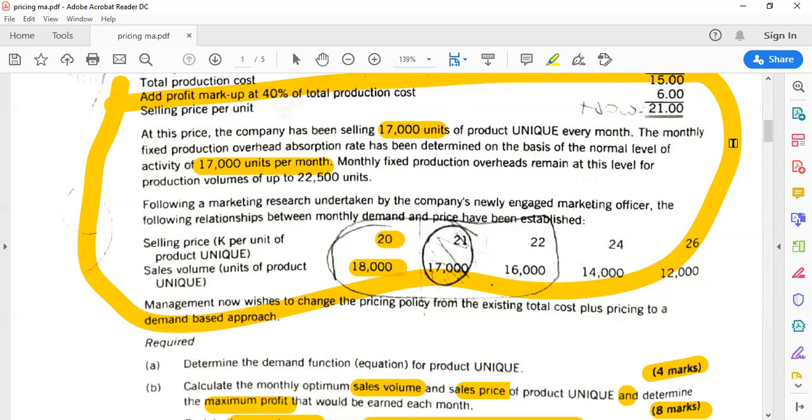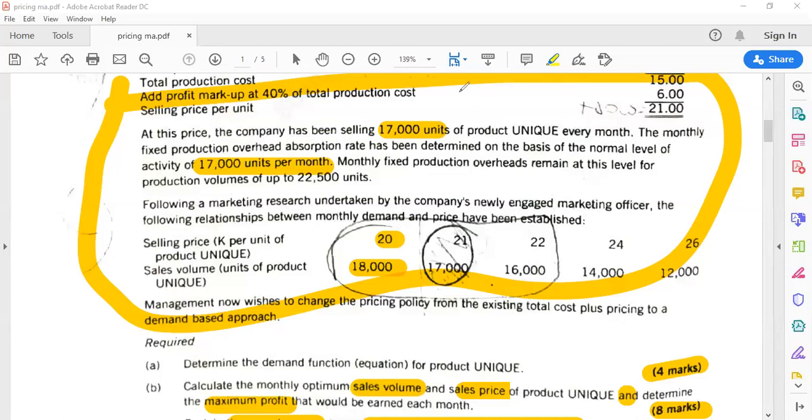17,000 is our budget. Now every unit has got a fixed cost inside it. Have you seen? So we multiply by the fixed cost per unit to get the total fixed costs, and then we remove from the contribution to get our what? To get our profit. You see? So our monthly fixed production overhead is going to be something like this. We're going to get 17,000 multiplied by 3. How much do we have? 3 kwacha per unit, because we've been told that the fixed cost per unit is put at 3.